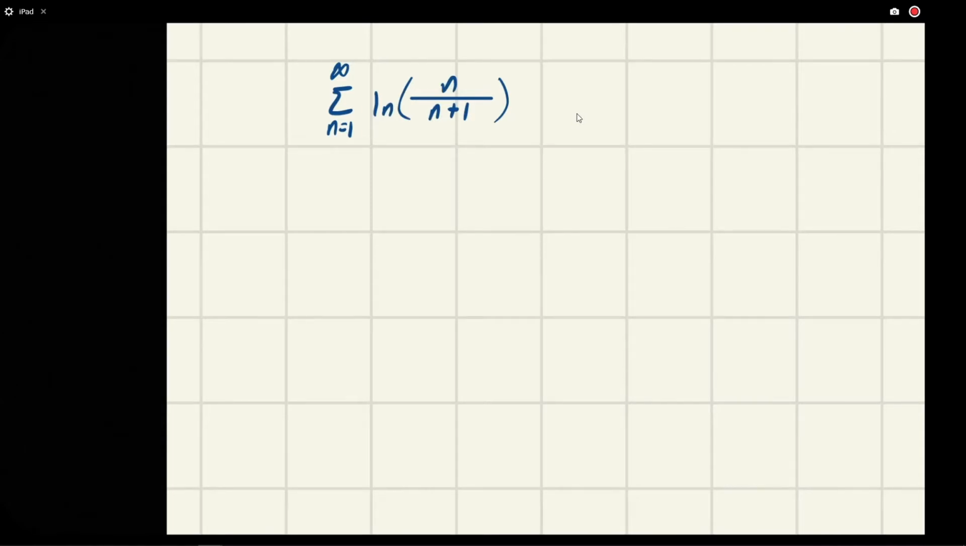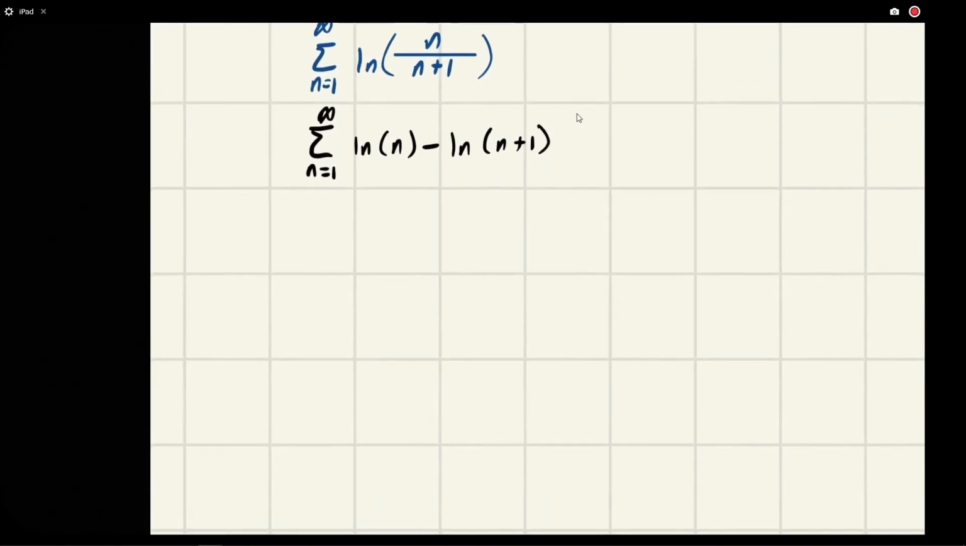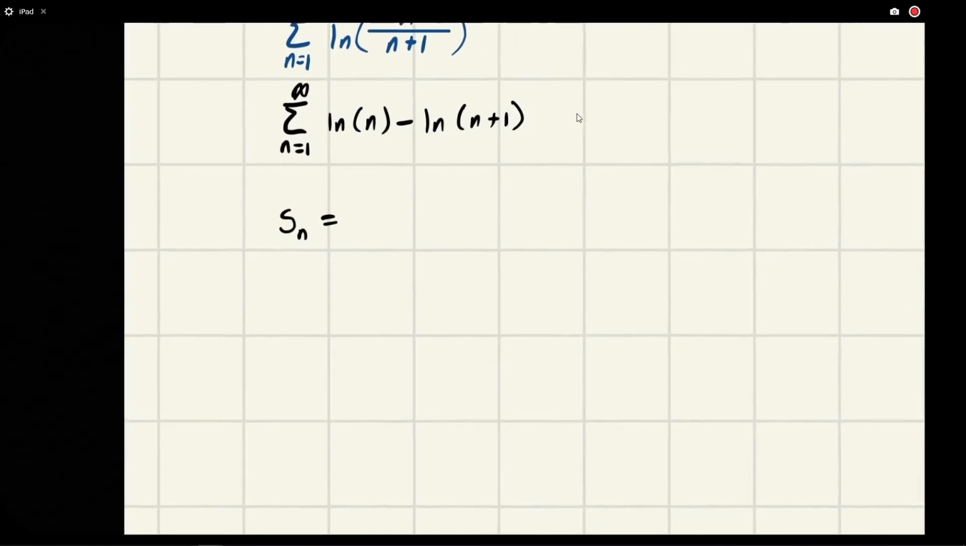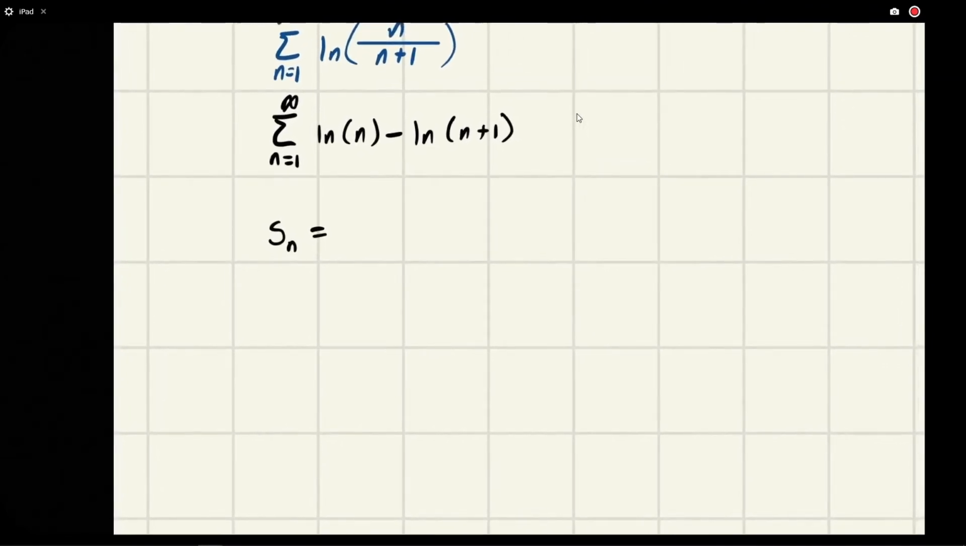So let's go ahead and rewrite it in terms like this: the sum from n equals 1 to infinity of the natural log of n minus the natural log of n plus 1. And from here, we can do a telescoping series because we're going to have terms cancel because of this minus sign here. So if we go ahead and do this, we can use this sequence Sn, the partial sums, and we'll just write out a few so it becomes obvious what the pattern will be.